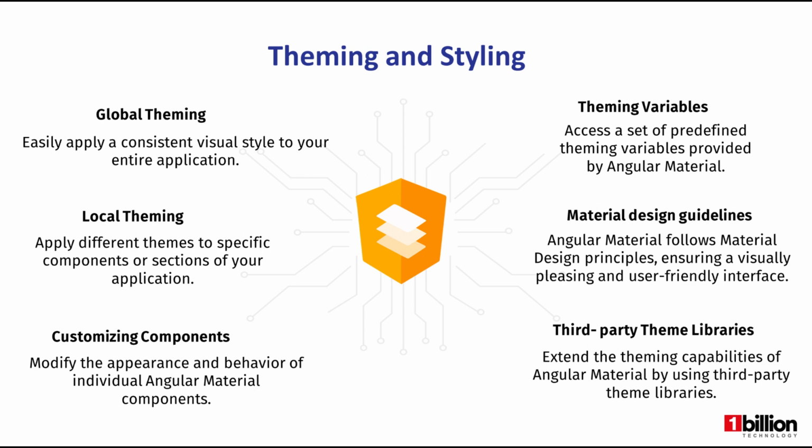So the next one, the theming variables. Angular Material provides a set of theming variables that allow you to control the styling of components by adjusting the values of these variables. You can easily change these themes and adapt the look and feel of your application. So the next one is the material design guidelines. As already mentioned, Angular Material is built on material design principles. So you can also use the material design guidelines to edit components in Angular Material.